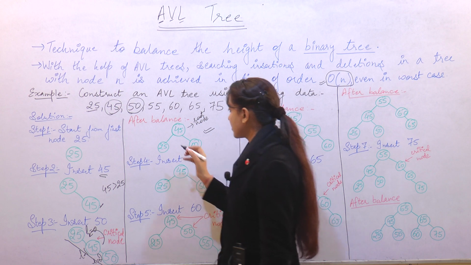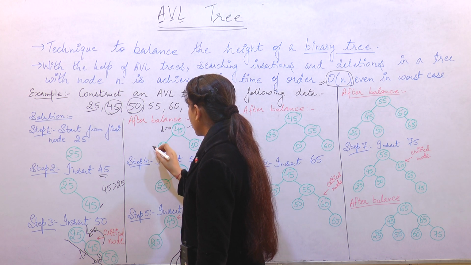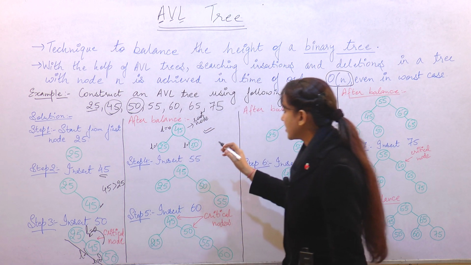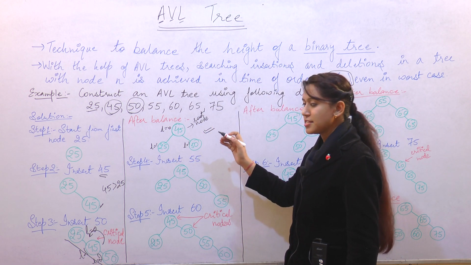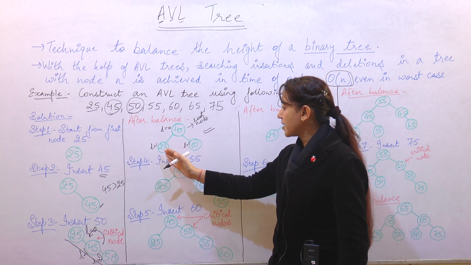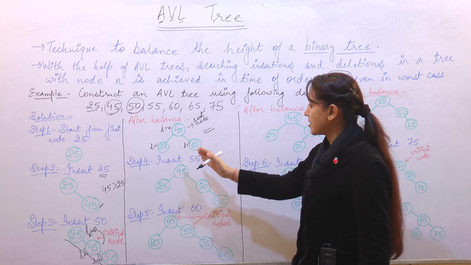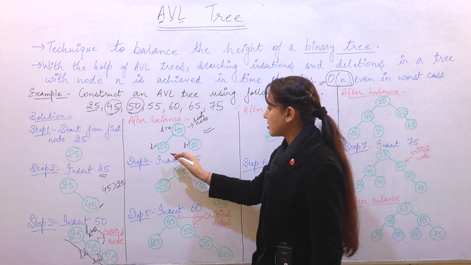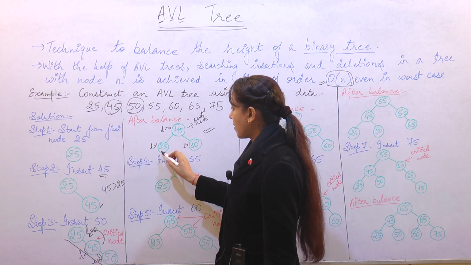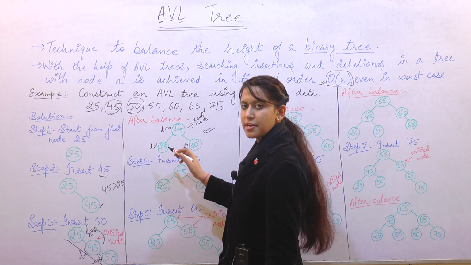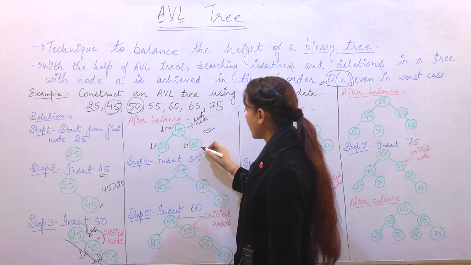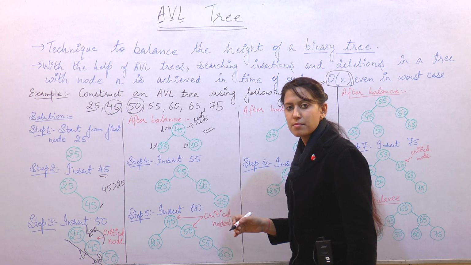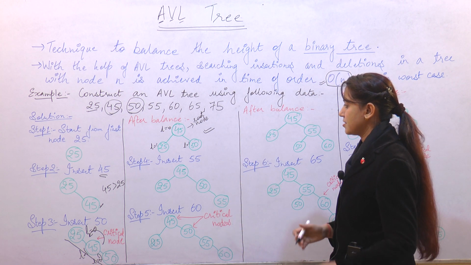Now checking the levels, 45 is at level 0, 25 at level 1 and 50 also at level 1. So we can say that this tree is balanced. Balanced means no other node is at such a level, either from left direction or from right direction. That means if we have another node after 25, then our tree would not be called balanced, or if we have a node on the right side of 50, then also we will not consider it a balanced tree.